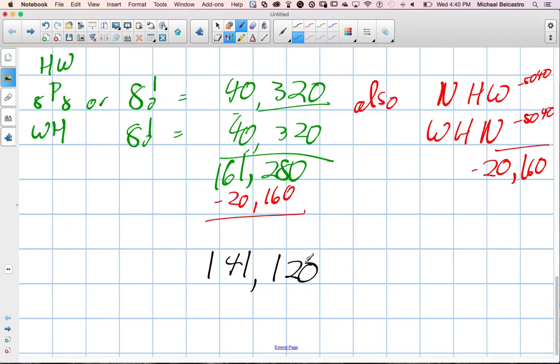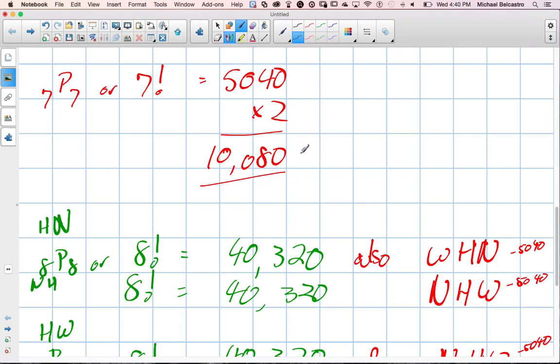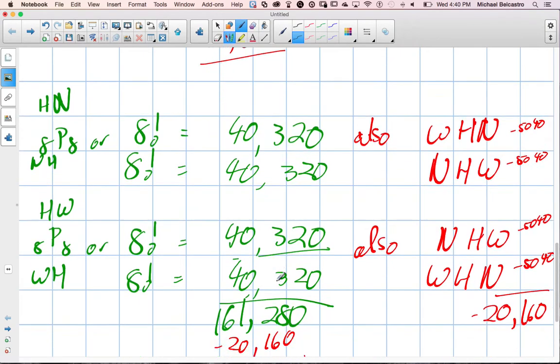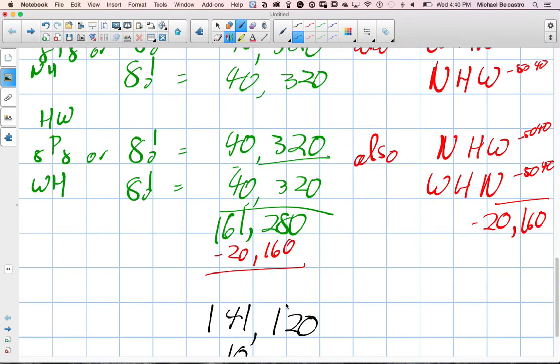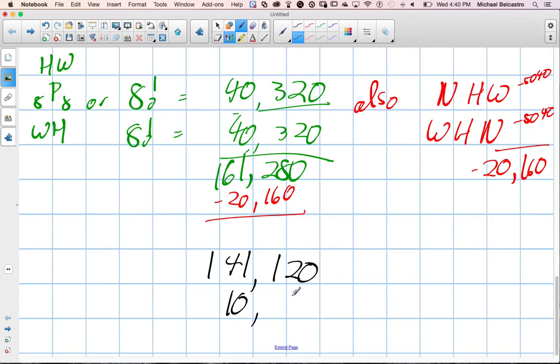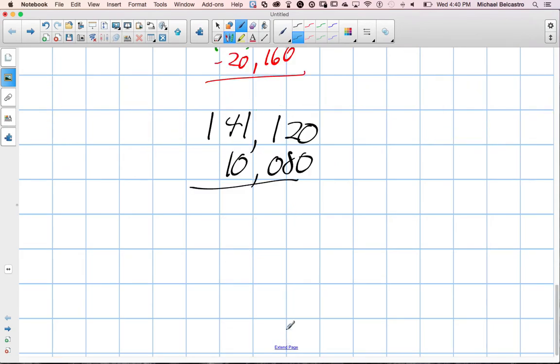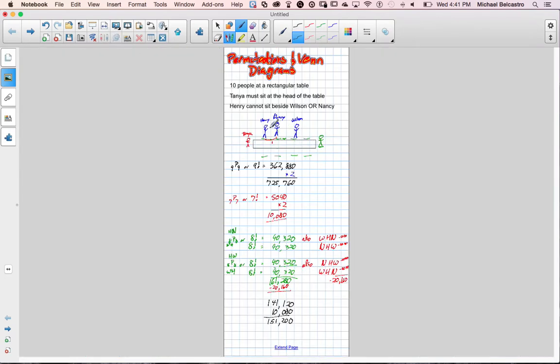Okay. Now, that doesn't include this value, which we're going to have to add to it. I'm going to have to recap this at the end because this already seems confusing. 10,080. Add this on top of it. And all we're really trying to find out right now is what number to subtract. So this looks like 151,200. Those are the possible solutions to how many ways Henry can be beside Wilson or Nancy.